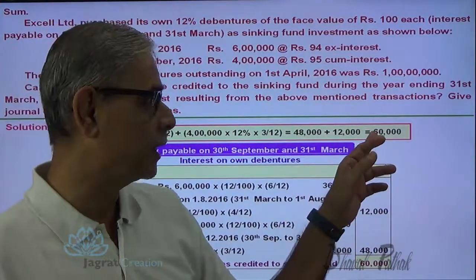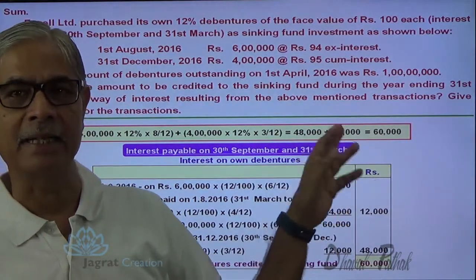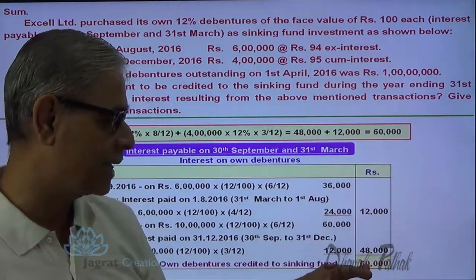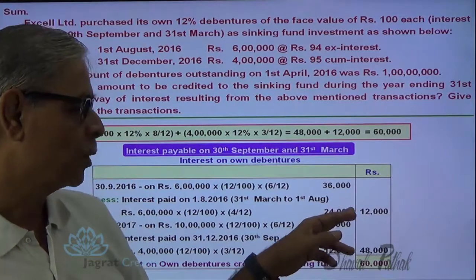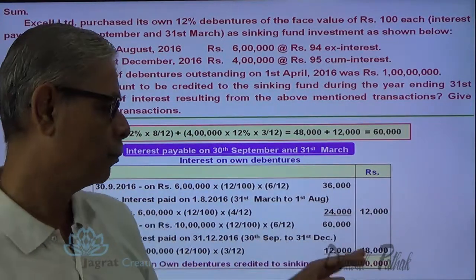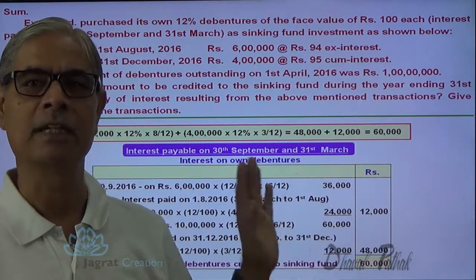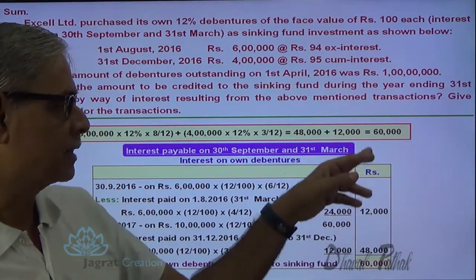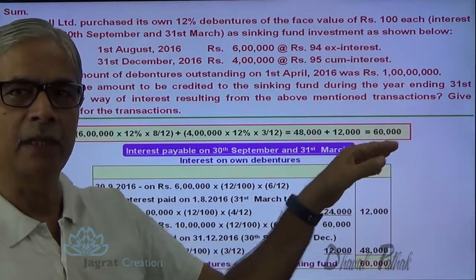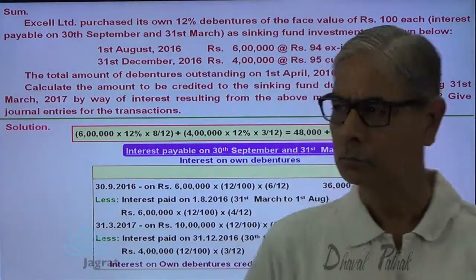This is the annual amount calculated. Here I have calculated the annual amount to be credited to sinking fund, which has been considered as interest on investment in own debentures. And here also the 60,000 is the answer considered. But here on the first interest date, 12,000 will be credited to sinking fund, and on the second interest date, 48,000 is going to be credited to sinking fund. This is how the same calculation is explained to you. Here the annual figure, here the bifurcated amount as per the interest date.